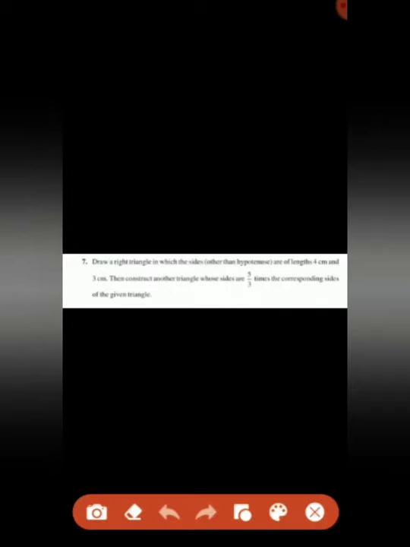Okay, now we shall do question number 7 of your NCERT book of the chapter construction. The question says to draw a right triangle in which the sides other than hypotenuse are of length 4 cm and 3 cm. Then we need to construct another triangle whose sides are 5 by 3 times the corresponding sides of the given triangle. To do this, it's given a right triangle. To draw a right triangle whose sides are 4 cm and 3 cm other than the hypotenuse.